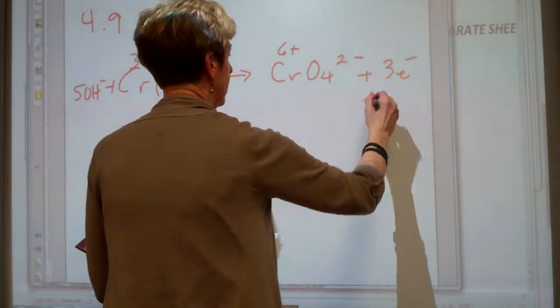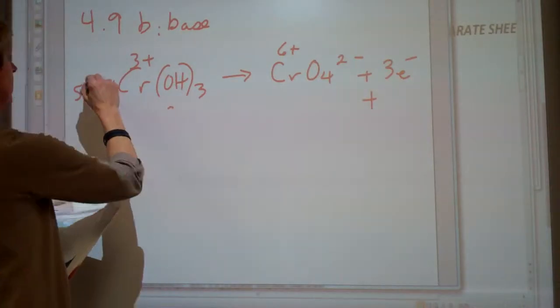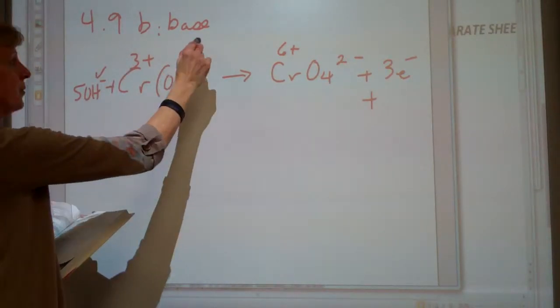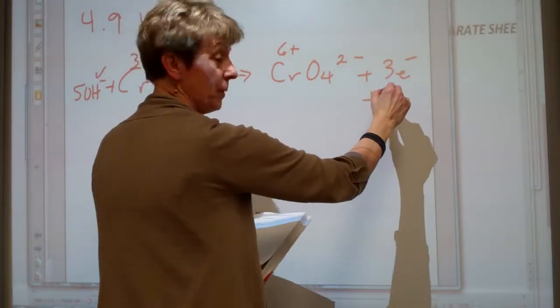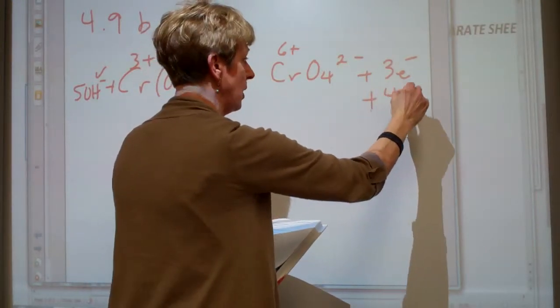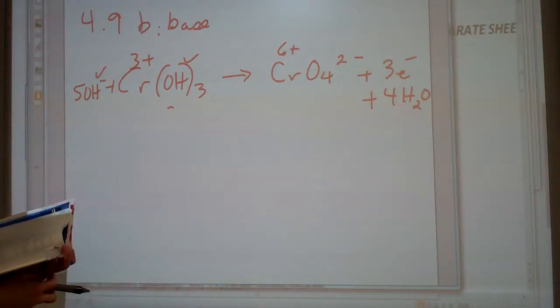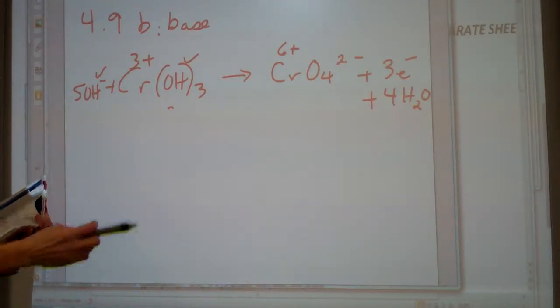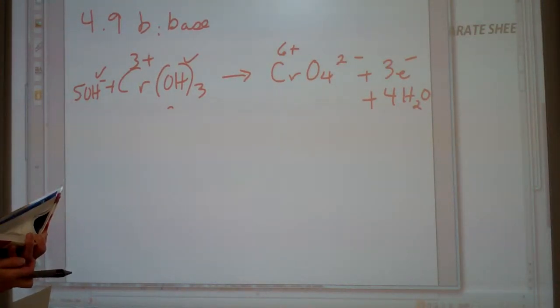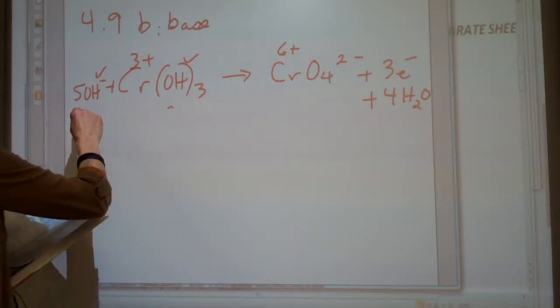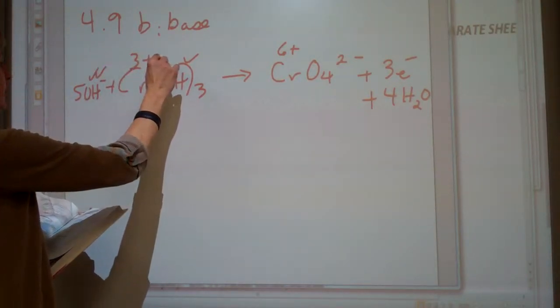Okay. I see. Careful here. I've got 5 and 3 is 8. So how many do I need? 4 H2Os. And you can write HOHs if you want. Maxine, how about my oxygens? How many on the left? How many on the right? Oh, there's 5 on each side. 5 on each side. Okay. So you double check.